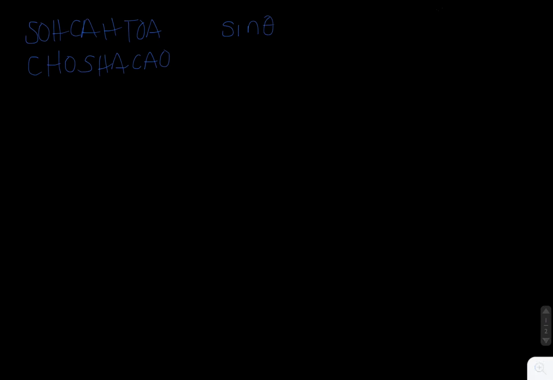Sohcahtoa tells us that the sine of theta is OH. What is that? That stands for opposite over hypotenuse. The cosine of theta is AH. What does that mean? Adjacent over hypotenuse. And last but not least here, TOA, that tells us the tangent of theta is opposite over adjacent.